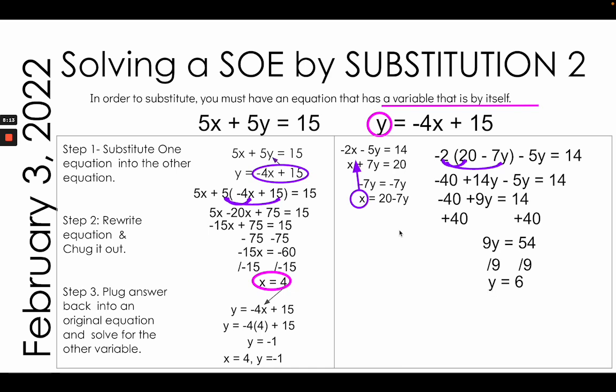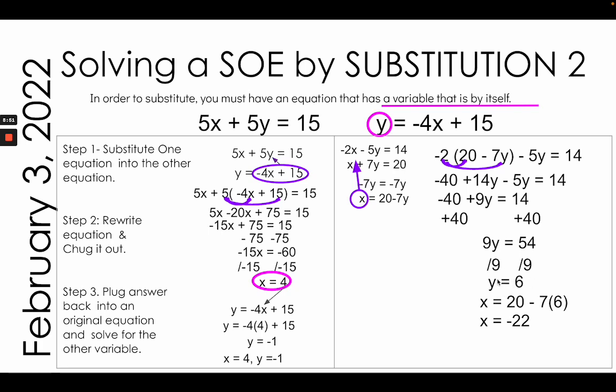Remember this equation in the very beginning that we isolated the x? Whenever we have this type of equation, these are the best equations to substitute back into for step 3, when we have a variable that is by itself. So this is the equation I'm going to use. x equals 20 minus 7y. We know that y is equal to 6, so I'm going to plug 6 right into the y. And I'm going to get x equals 20 minus 42. 20 minus 42 is x equals negative 22. And these are my final answers. x equals negative 22. y equals 6.